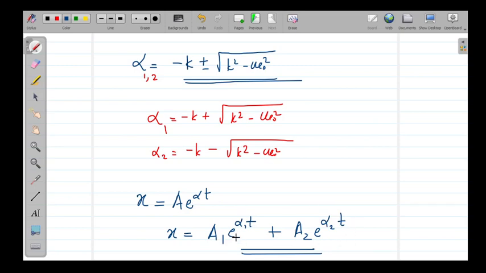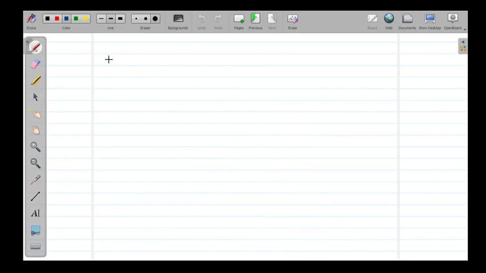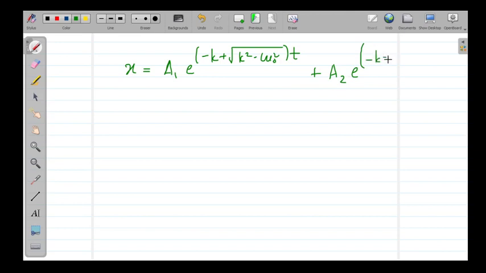So substituting for alpha 1 and alpha 2 in this equation, we will have x equal to a1 into e raised to minus k plus root of k square minus omega 0 square, into t. This is alpha 1 into t. Second term is a2 into e raised to minus k minus root of k square minus omega 0 square, into t.